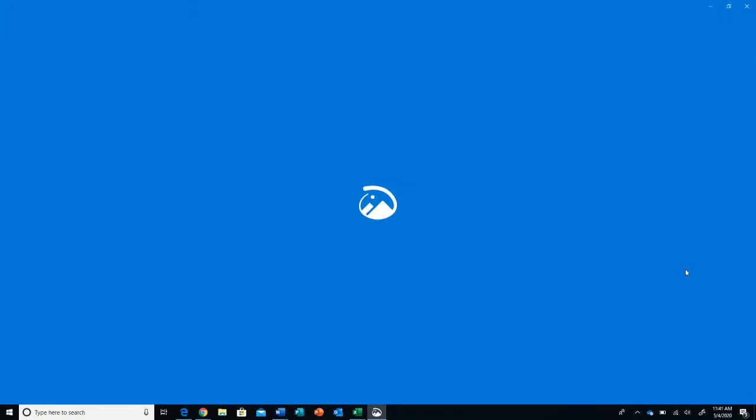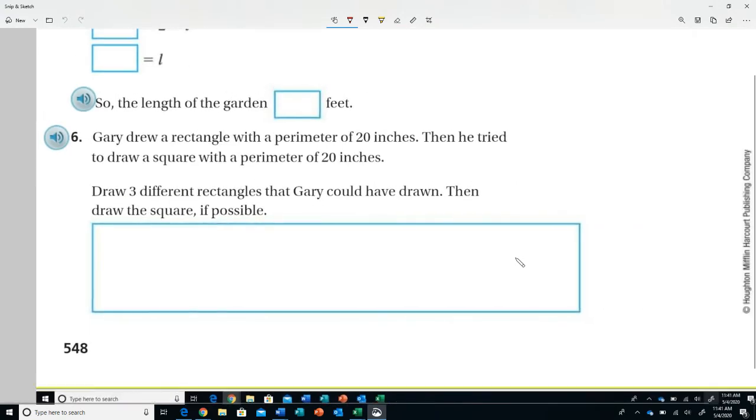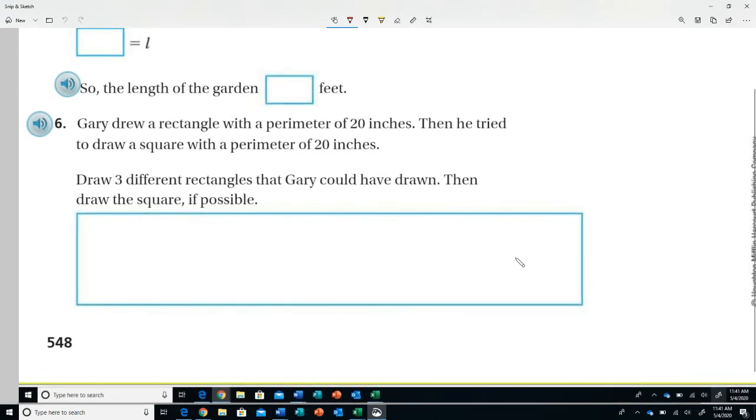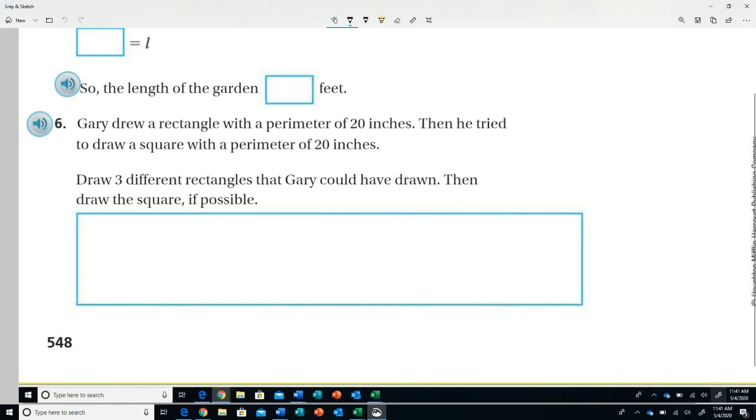I'll at least get you started here. Again, it's the whole idea of using perimeter and area. Well, I guess only perimeter here. So remember that perimeter is always the fence around an area. So we have a perimeter, and we want 3 different rectangles. So I'm going to draw a long and skinny first, and then we're going to try for a square.